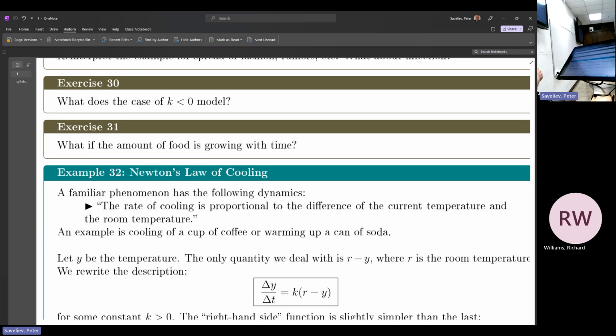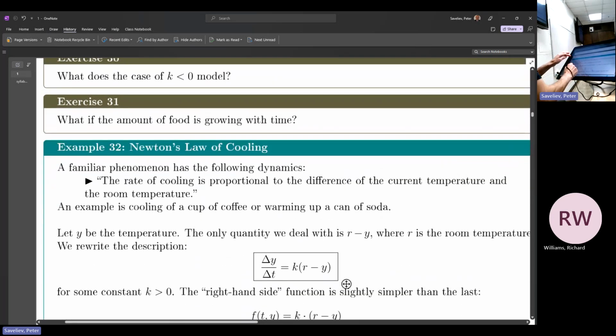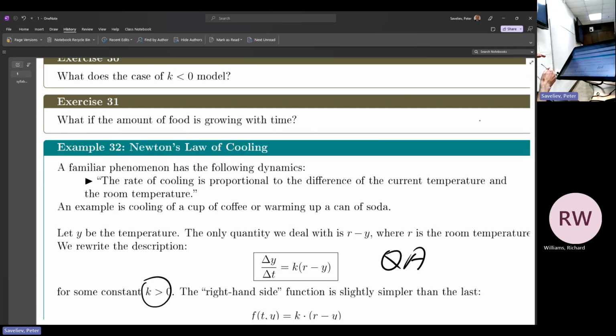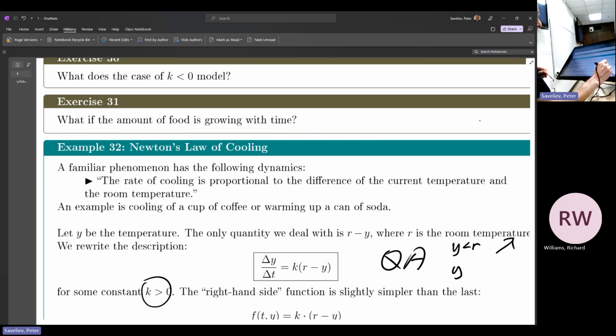All right, so let's confirm it here. Here, k is assumed to be positive. Once you see the equation, you can try to do qualitative analysis. Confirm that when the temperature y is lower than the room temperature, the right-hand side is positive, which means that there will be growth. So y less than r, we have growth. y larger than r, the right-hand side is negative, and therefore we have decline.